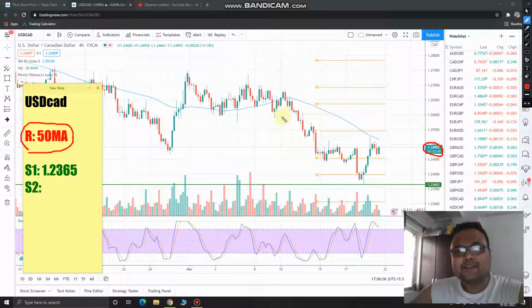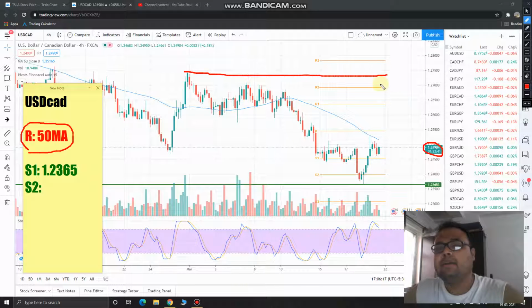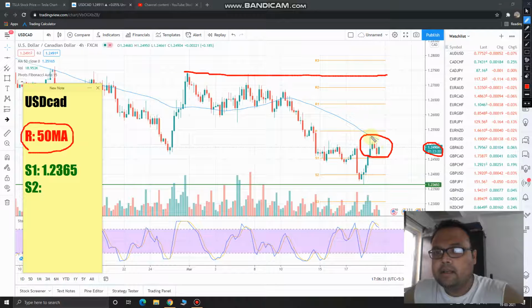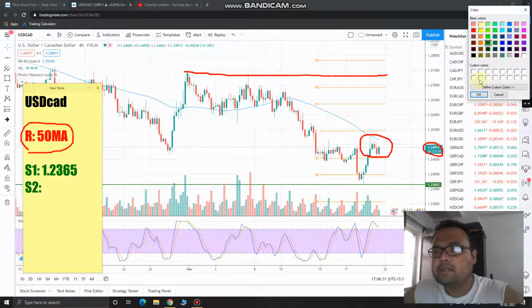Because there is no particular resistance available here apart from this particular level, and this particular level is too far away. So as of now, we just need to see how the market reacts once it touches the 50 moving average level. Yes, it went up a couple of hours ago, and it came down. After that we can see that market is trading here, and this is the 50 moving average. Let's wait for some time and see how the price reacts.